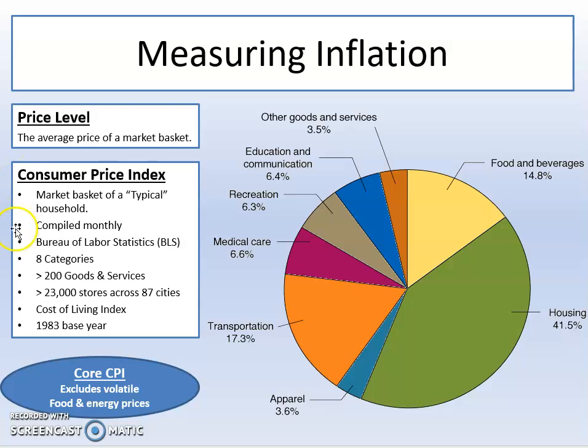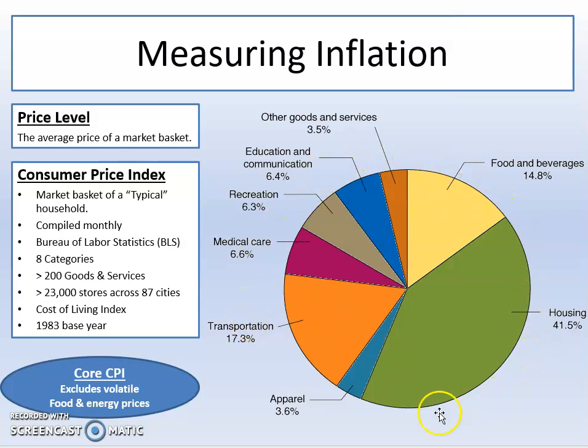In order to measure inflation, we need to go out and figure out what people are buying. There is an organization called the Bureau of Labor Statistics that every month compiles this data. They do it by looking at the market basket of a typical household. So what does a typical household buy? Well, from their standpoint, they see the typical household buying these eight different categories here: housing, food and beverages, recreation, medical care, transportation, etc. You'll notice each category has a different weight. The Bureau of Labor Statistics believes the typical household spends 41% of their budget on housing, 17% on transportation, and so on and so forth.